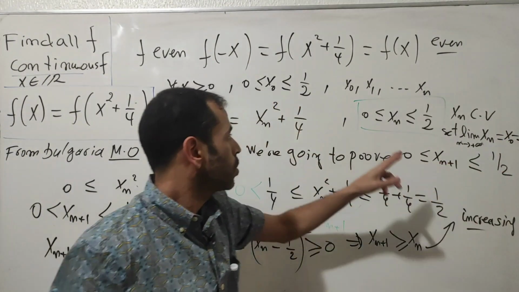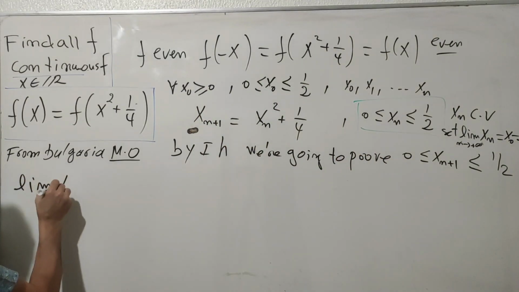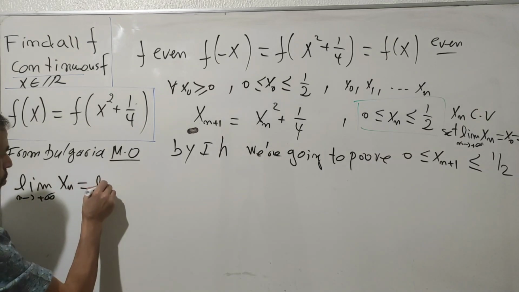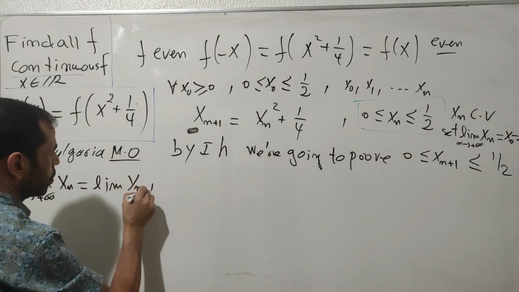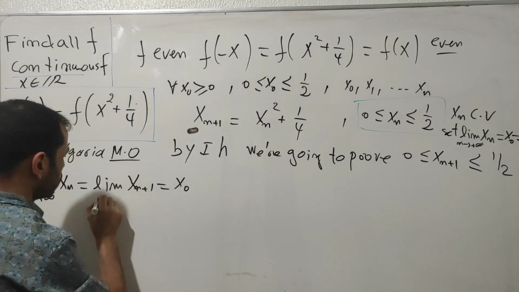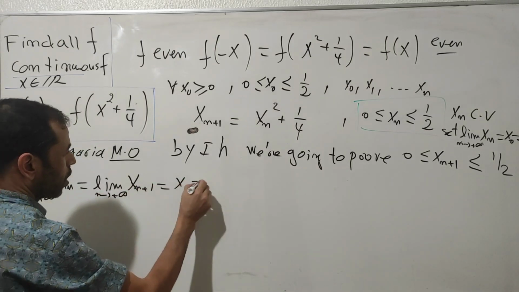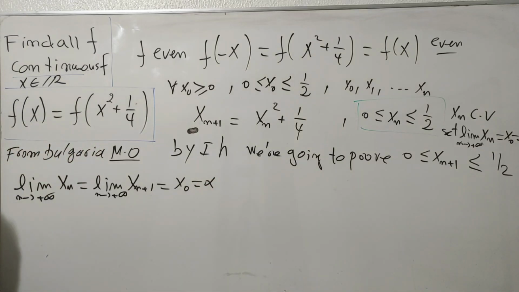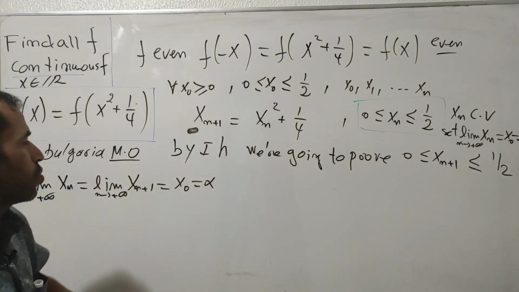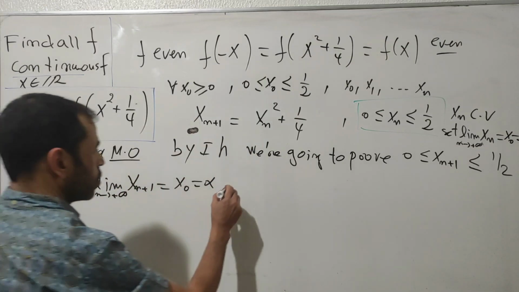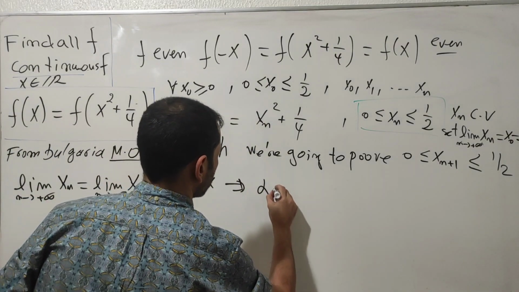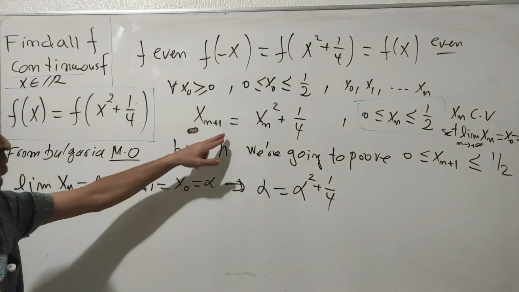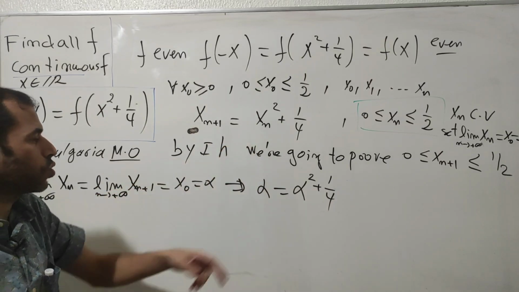Okay, so since the limit of x sub n as n goes towards infinity is the same as the limit of x sub n plus 1, which equals x0 or alpha, we need to determine this alpha. By definition of the limit, I'm going to replace this one with alpha. So we get here alpha, which equals alpha squared plus a quarter. Okay, applying the limit on both sides, we get this one.